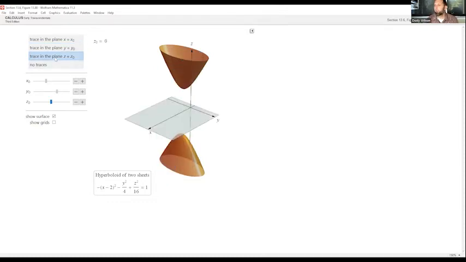They're not actually parabolas, but they sort of remind us of that shape. And finally, we have the trace in the plane z equals z naught. What's important to note here with the hyperboloid of two sheets is that you have the ellipses above, you have the ellipses below, but there's sort of a gap in the middle. And it's that gap that gives it the two sheets. So there you have it, the hyperboloid of two sheets.